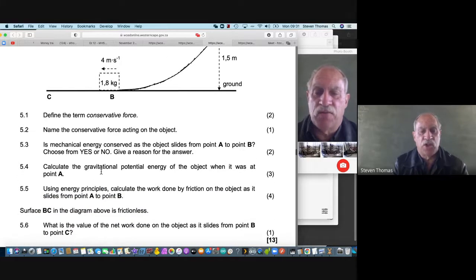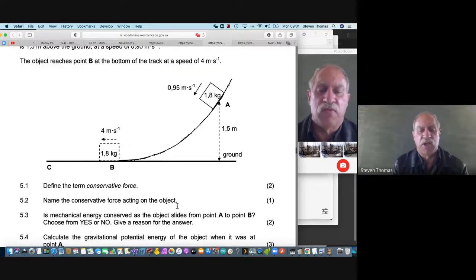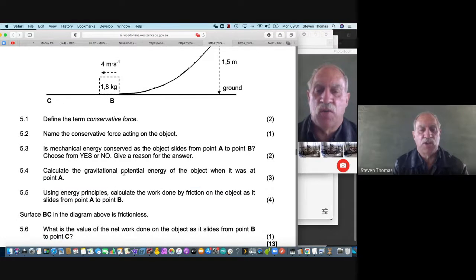Calculate the gravitational potential energy of the object when it was at point A. So what is gravitational potential energy? It's equal to mgh. Mass 1.8 times 9.8 times 1.5, and there's your gravitational potential energy when it's at point A. Look for a formula on your data sheet, but anyway, gravitational potential energy U equals mgh. You always give a formula.